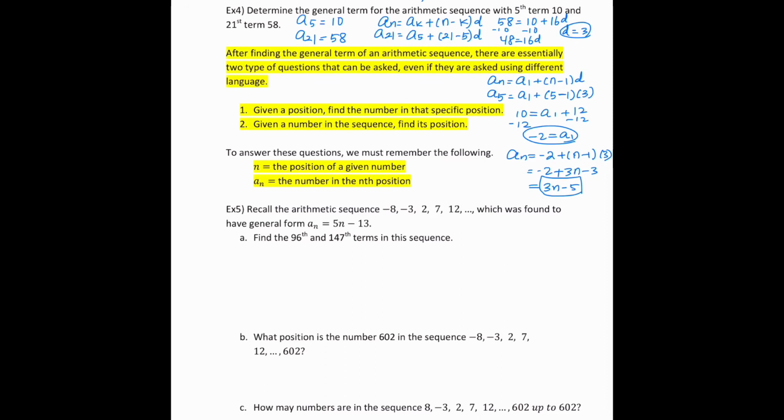So example 5. Given the arithmetic sequence negative 8, negative 3, 2, 7, 12, which was found to have a general term of a sub n equals 5n minus 13. They're asking to find the value in the 96th place and the 147th place. So a sub 96, I got 5 times 96 minus 13. And then you can just use a calculator, say 5 times 96.